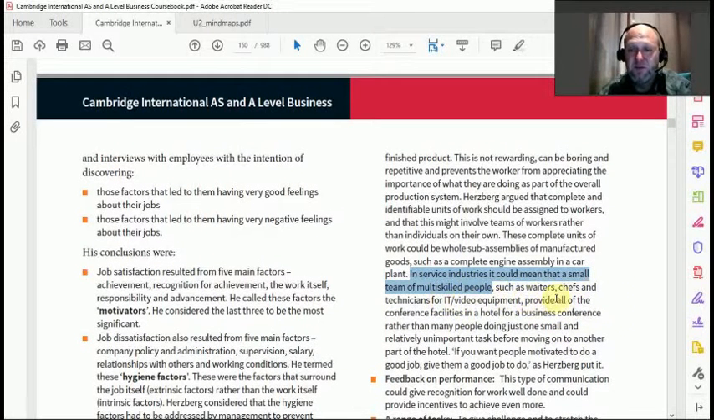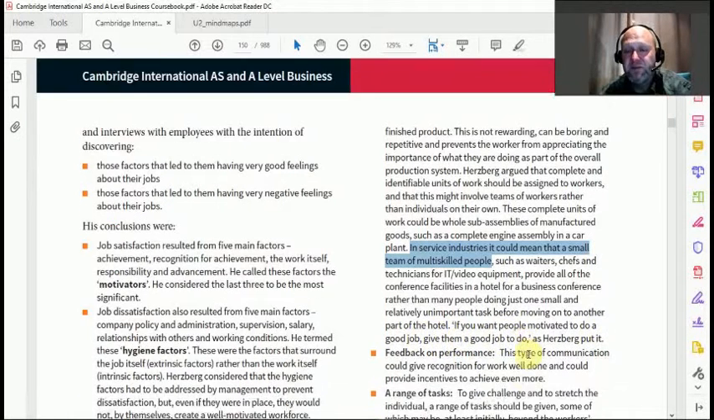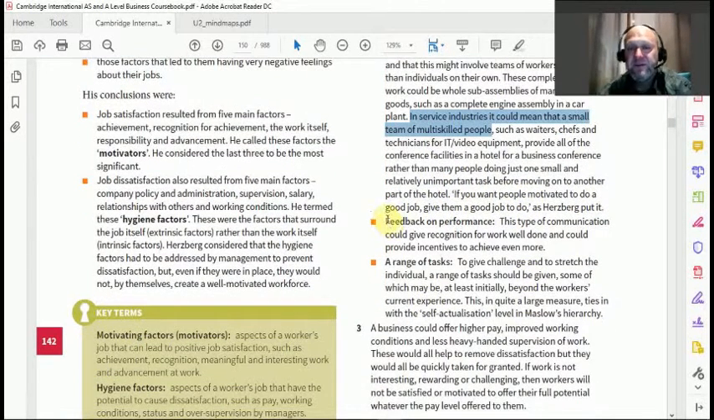Examples: provide all the conference facilities in a hotel or business conference rather than many people doing just one small or relatively unimportant task before moving on to another part of the hotel. If you want people motivated to do a good job, give them a good job to do, is very good advice. Then feedback on performance. This type of communication could give recognition for work well done and can also provide incentives to achieve more.